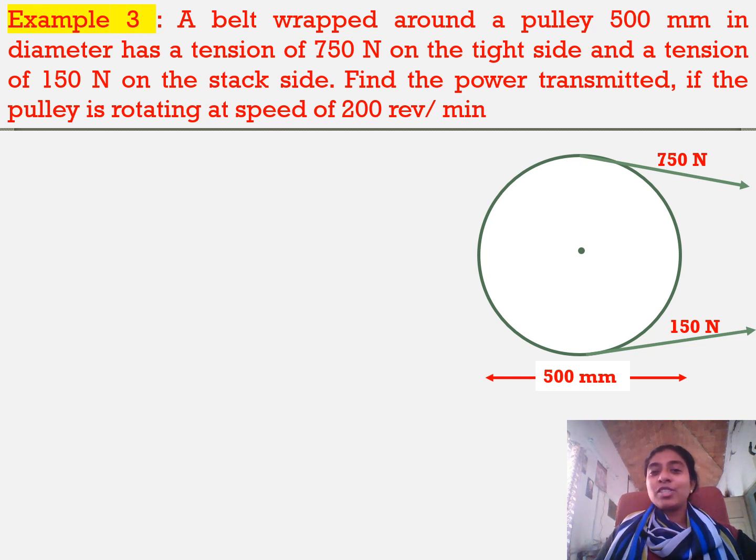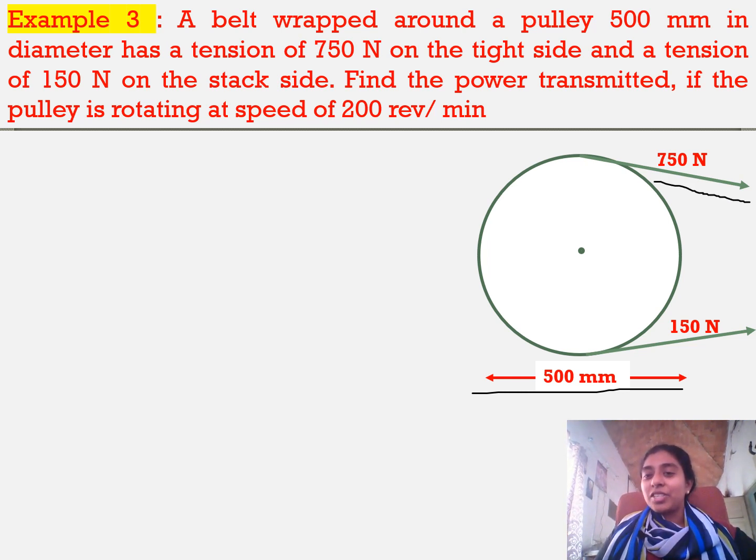So, first of all, we will draw the diagram of the pulley. See, the diameter of the pulley is 500 mm. On both sides, that is the tight side and the slack side, since other conditions are not given, take one side as the tight side and the other side as the slack side. On both sides it is tension. On one side it is 750 Newton and on the other side it is 150 Newton.